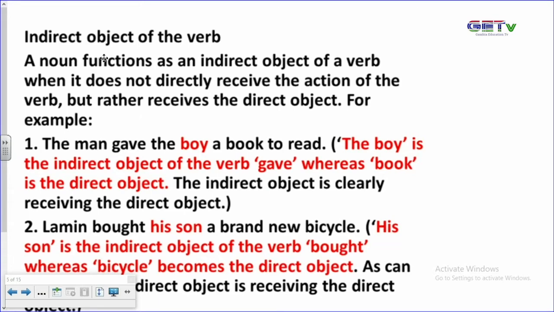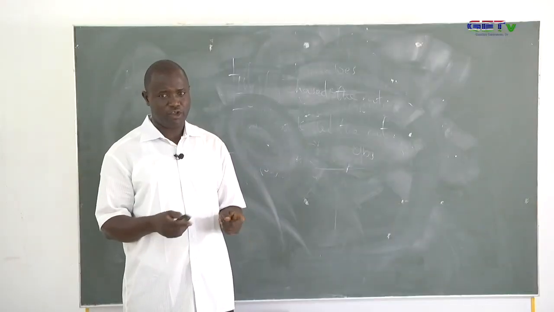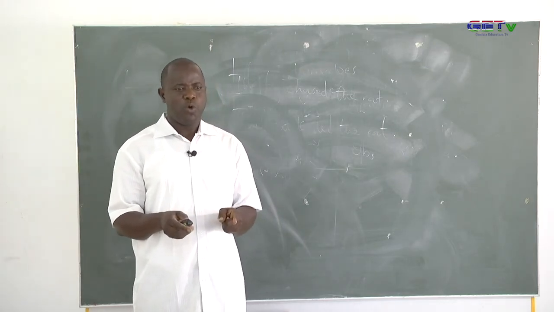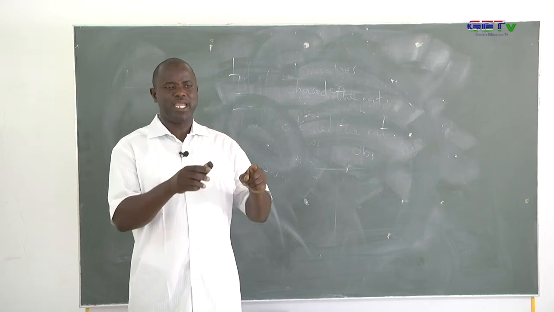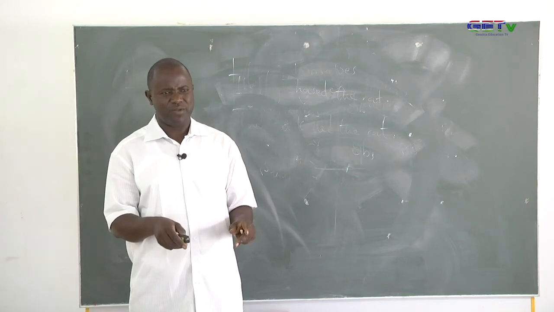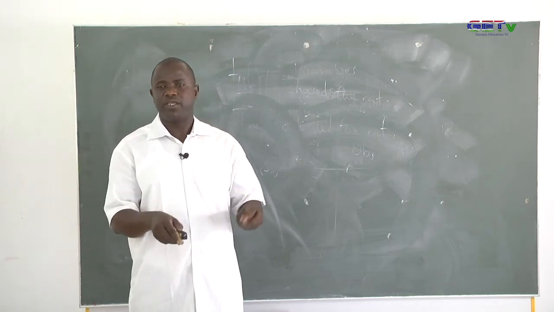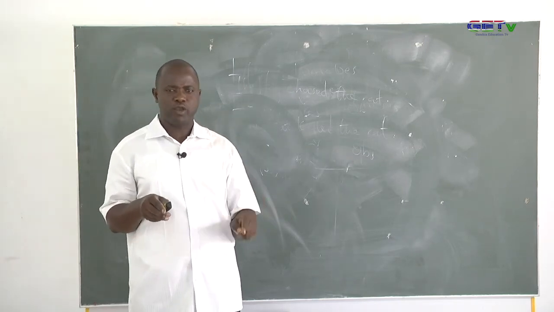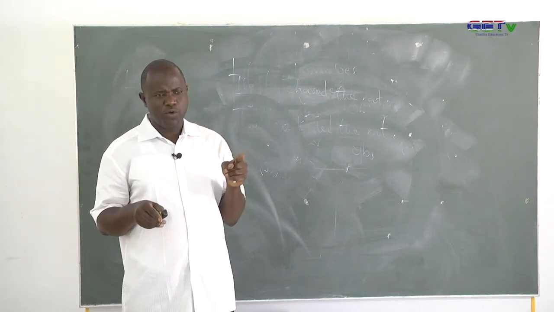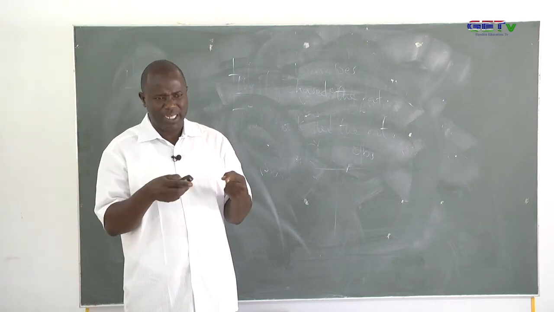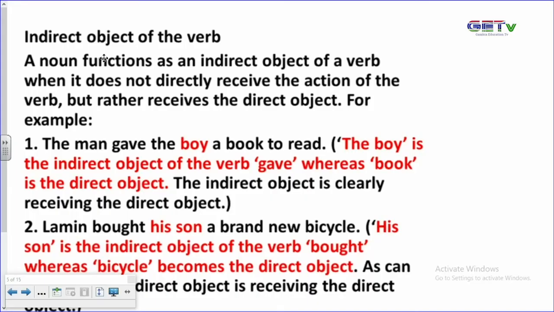It doesn't matter where it appears in the sentence. All right? What matters is who received the main action. Okay, if you look at here, the man is the subject who did something. What did the man do? He gave. What did he actually give? A book. Then book there is a direct object. Then boy becomes indirect object. Even though boy came immediately after the verb, that does not make it a direct object. So the direct object receives the main action.